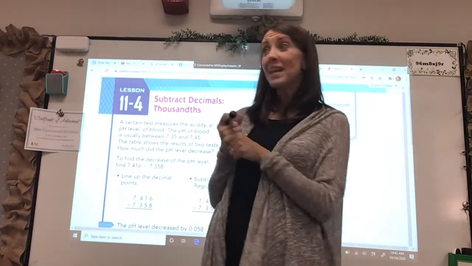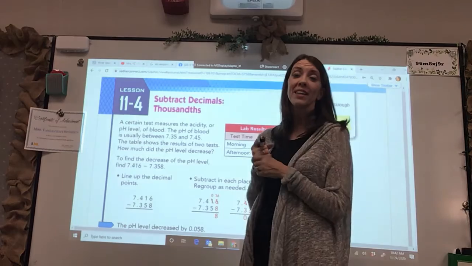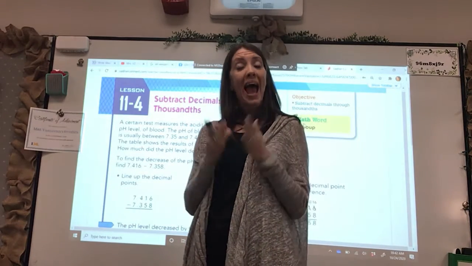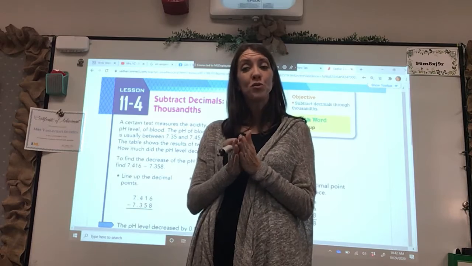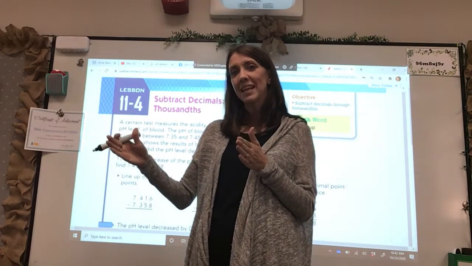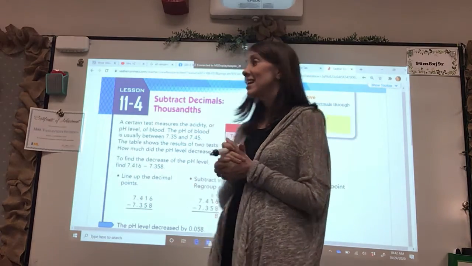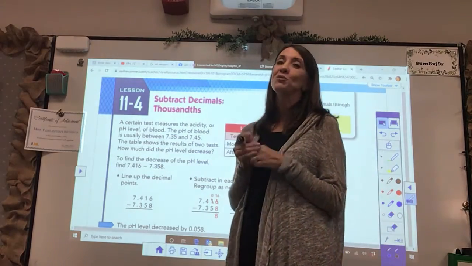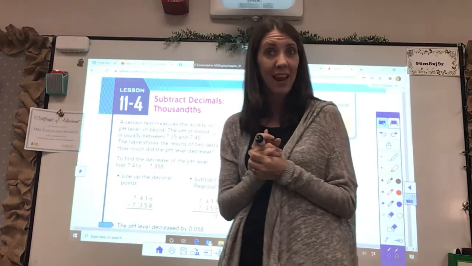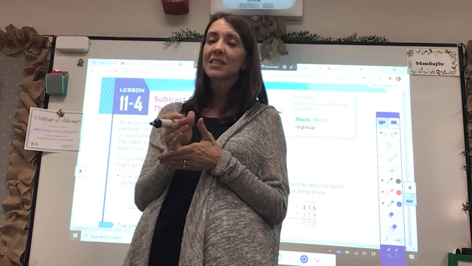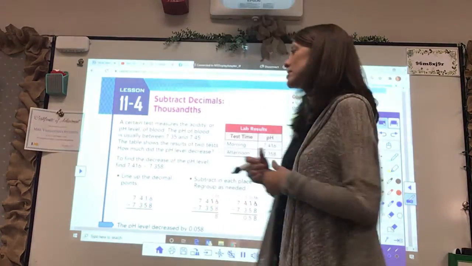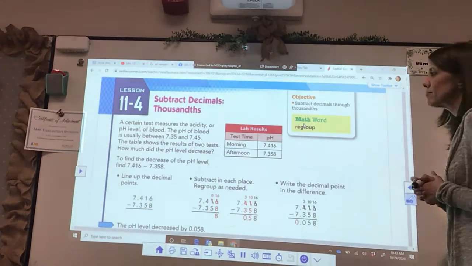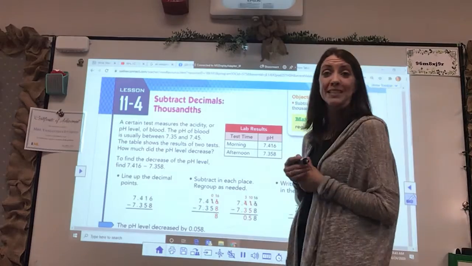Right, welcome to lesson 11.4. This is very similar to yesterday's lesson that was about adding decimals to the thousandths place. This is subtracting decimals to the thousandths place. You're going to do the exact same thing as yesterday, lining up those decimals, except you're going to be subtracting instead of adding. So let's go ahead and look at a few examples.